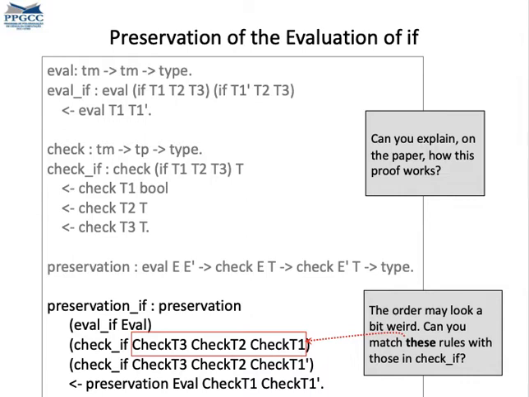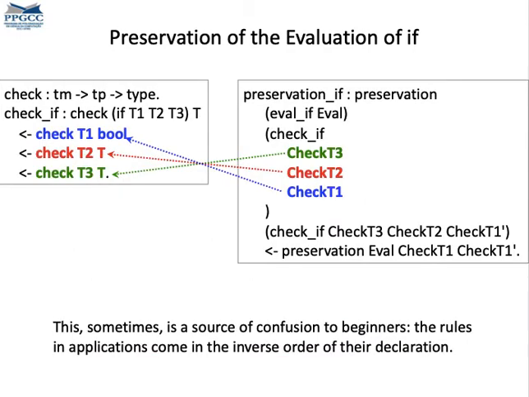By the way, the order of the premises when we write a theorem is the inverse of the order in which the premises appear in the definition of rules. So in this case, inside the red box, check t1 is the premise that says that t1 is bool, right here. Here's a correspondence between the premises and the definition of check if and how they are used in the theorem, so they are inverted.